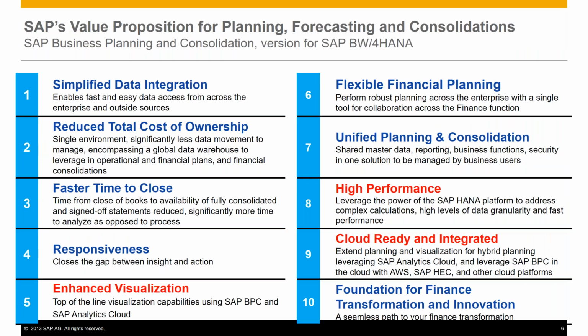So the value proposition for BW for HANA, simplified data integration. So like I said, less data replication. It doesn't require all the same staging areas. From a total cost of ownership perspective versus competitors, Hyperion and the cloud vendors, you've got one solution for planning and consolidations. You're not hiring multiple people to manage these different applications. You're not buying 2 sets of licenses and different infrastructure. It's a big differentiator. Obviously, faster time to close, responsiveness.